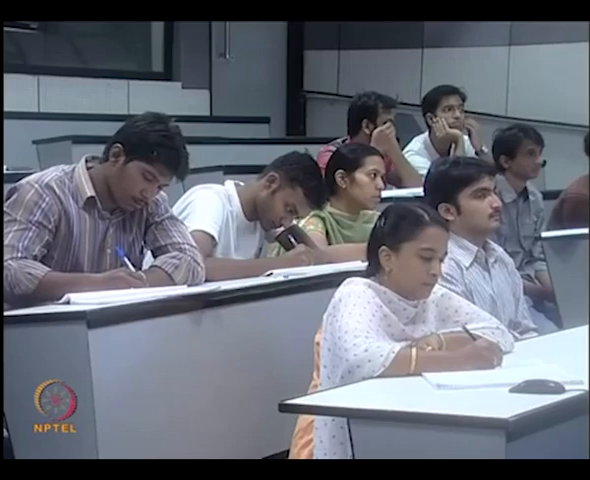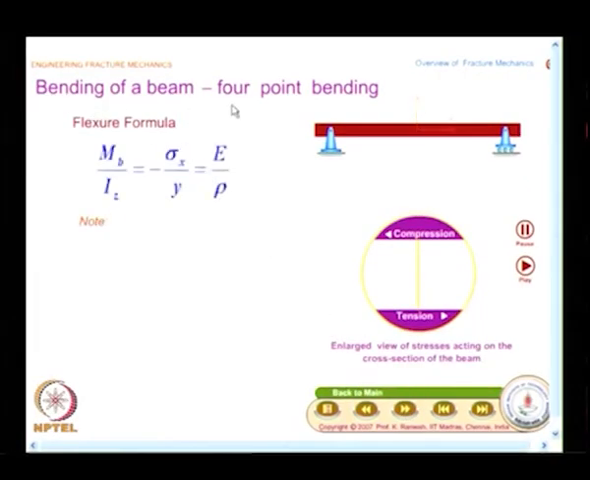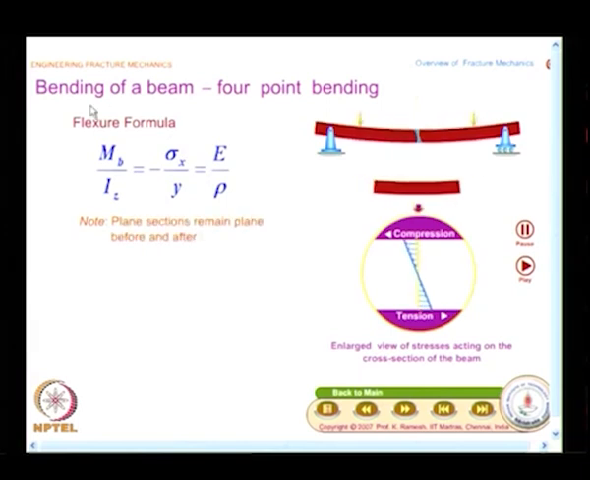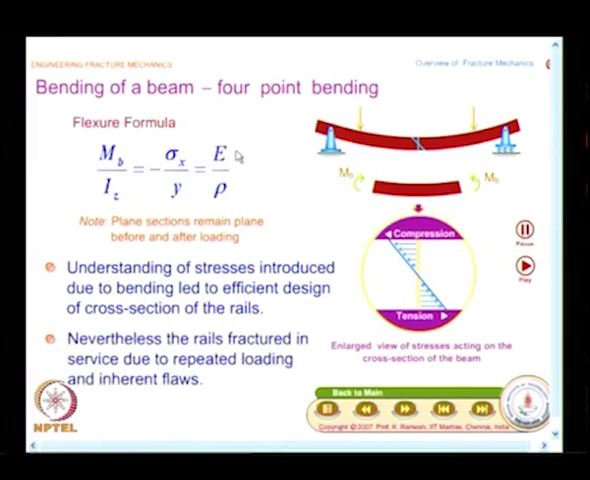Then we move on to bending, and this is what you learn in the first level course. So, you go to bending of a beam and we take up 4-point bending, and you develop the flexure formula, and you learn that the stresses due to bending are linear over the depth of the cross section. You have compression on the top fiber and tension at the bottom fiber, and the inner core does not contribute to load sharing. So, this is very useful.